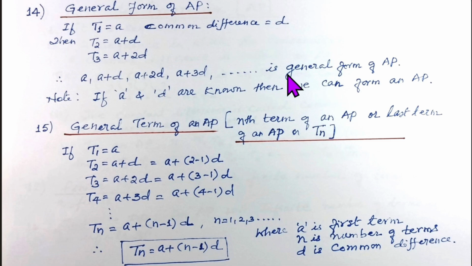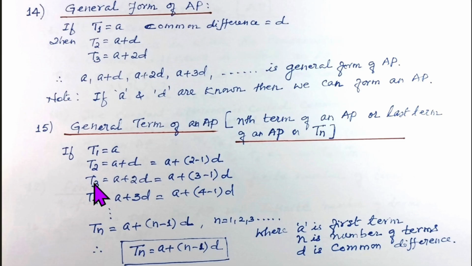This is the general form of AP. Now we are talking about the general term of an AP. We know that the first term of AP is A, T1 is A. The second term is A plus D, that means D more. If you observe here, the subscript of T2 is 2. If I subtract 1, I get 2 minus 1 is 1, 1 into D is D. That means when the subscript is 2, only 1 D.